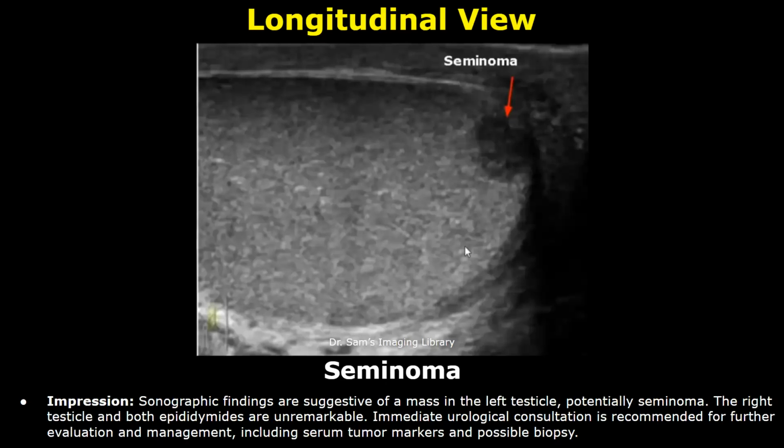The sonographic findings are suggestive of a mass in the left testicle, potentially seminoma. The right testicle and both epididymides are unremarkable. Immediate urological consultation is recommended for further evaluation and management, including serum tumor markers and possible biopsy.